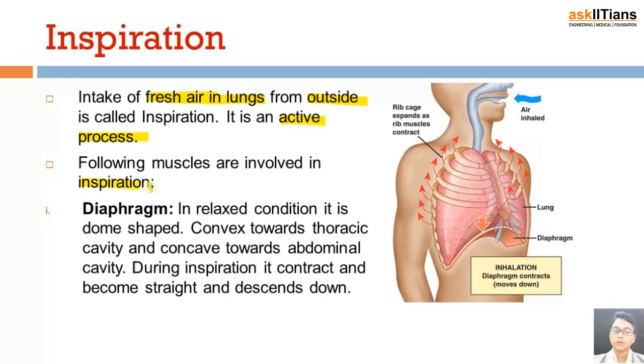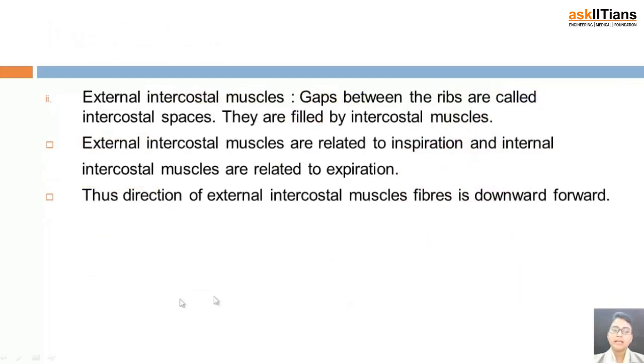The muscles involved in inspiration are: first one is the diaphragm. What is happening to the diaphragm in relaxed condition? It is dome shaped. I am encircling the diaphragm in the diagram. Convex towards the thoracic cavity and concave towards the abdominal cavity. During inspiration, what is happening? It contracts, becomes straight and descends down.